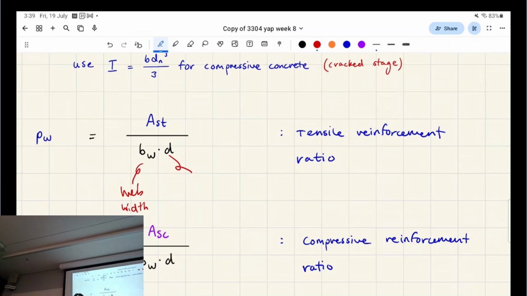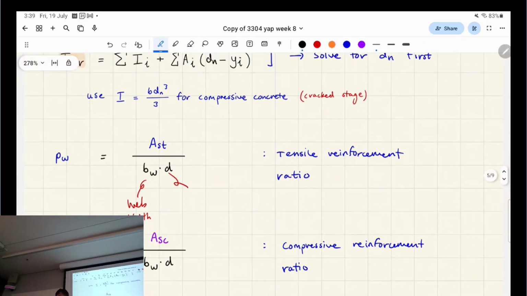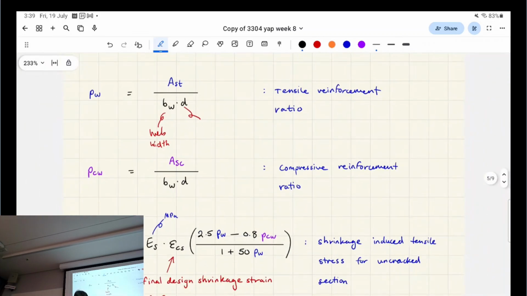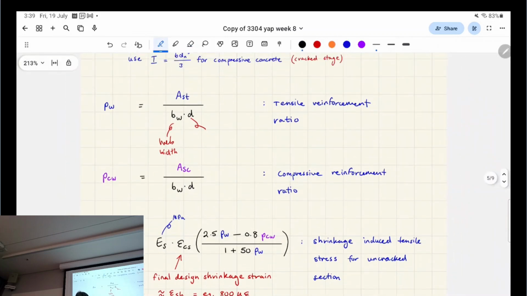Top to middle of the steel. Outermost compressive fiber down to the middle of the tensile layers. That's effective depth, right? Outermost compressive fiber to the centroid of the rebar. Okay, makes sense though, right? And then this is the same thing, but we take the compressive steel area, right? Okay.